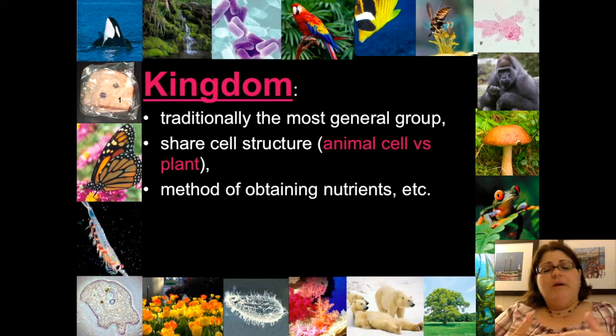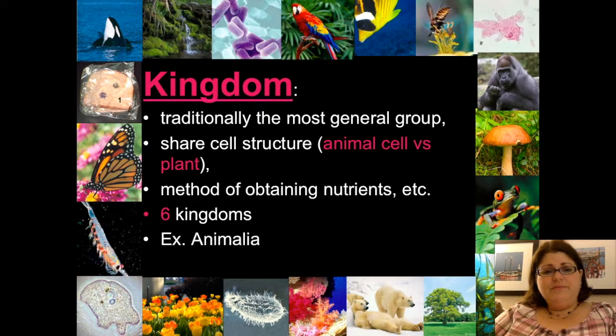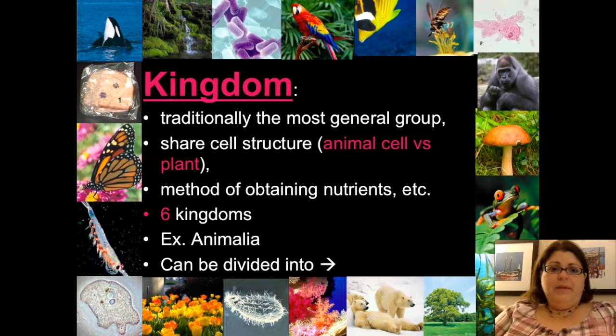We also describe what way they have of getting nutrients, and a number of other similarities between them. There are currently described as 6 kingdoms, although there's debate out there. Some will go as high as 8. Animalia, or the animal kingdom, is an example of a kingdom.